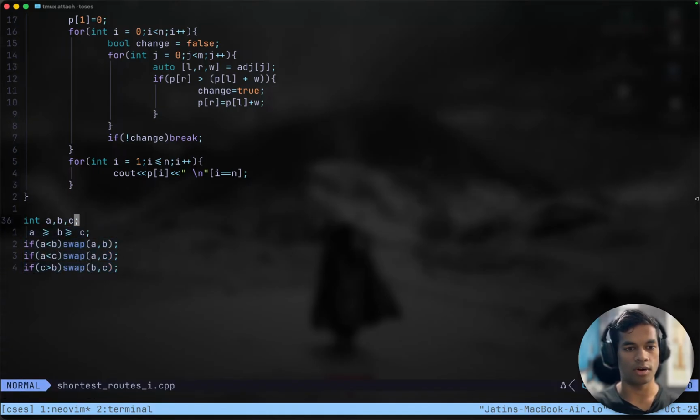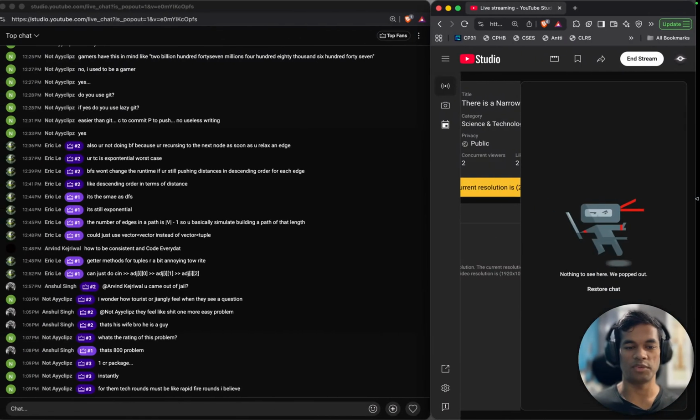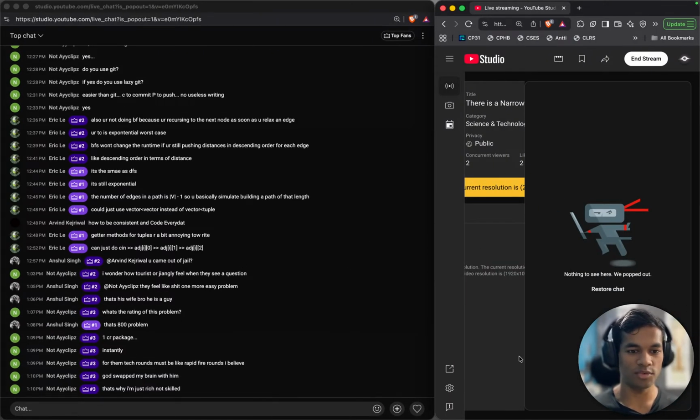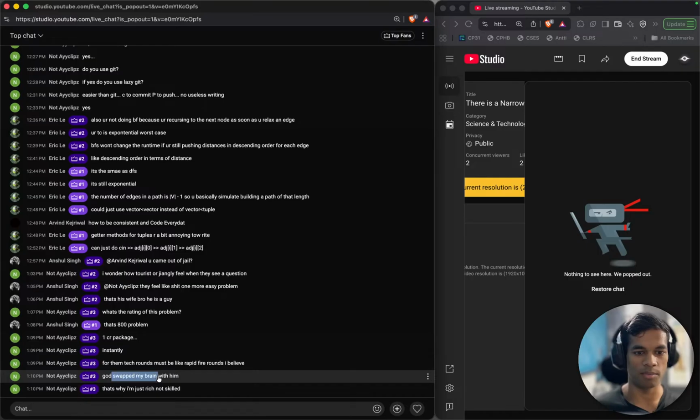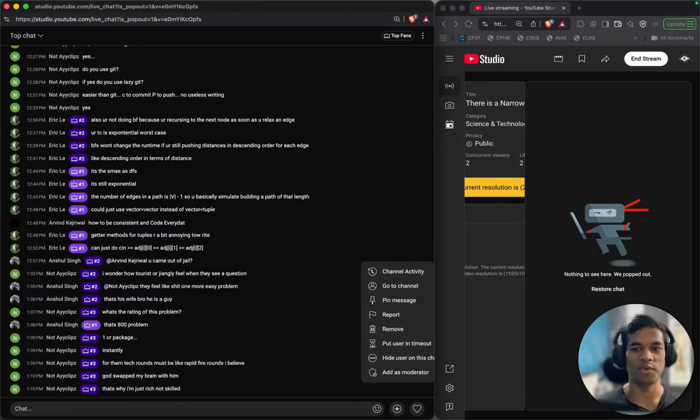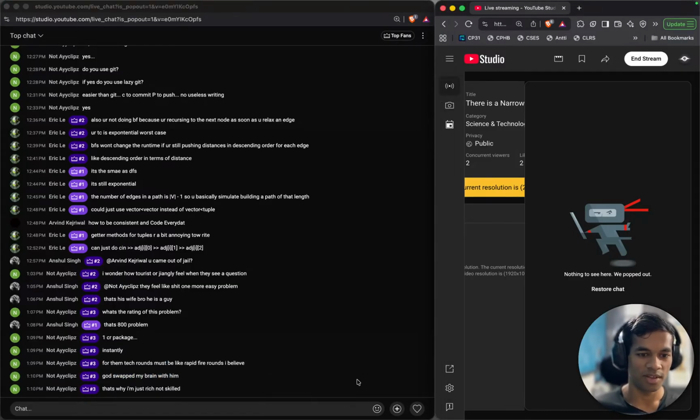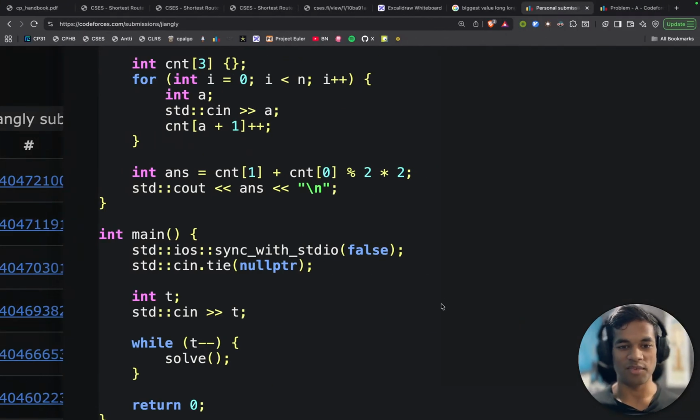This I saw once when I was reading Tourist's code, and this is just like little things that they use. Swapped my brain with him. You can maybe call that function with him. That is why I'm just rich. I'm just rich, not skilled. That is a flex, I guess.